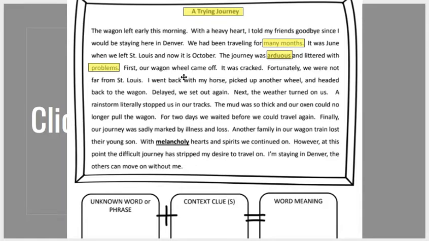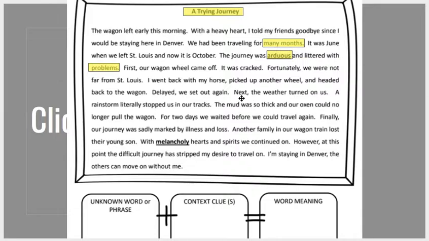First, our wagon wheel came off. It was cracked. Fortunately, we were not far from St. Louis. I went back with my horse, picked up another wheel, and headed back to the wagon. Delayed, we set out again. Next, the weather turned on us.